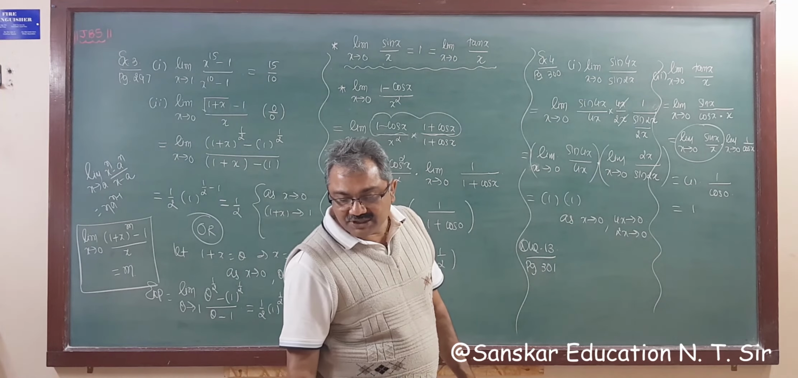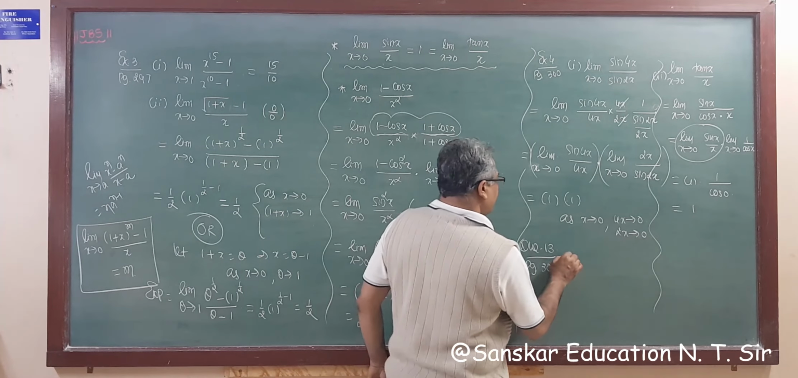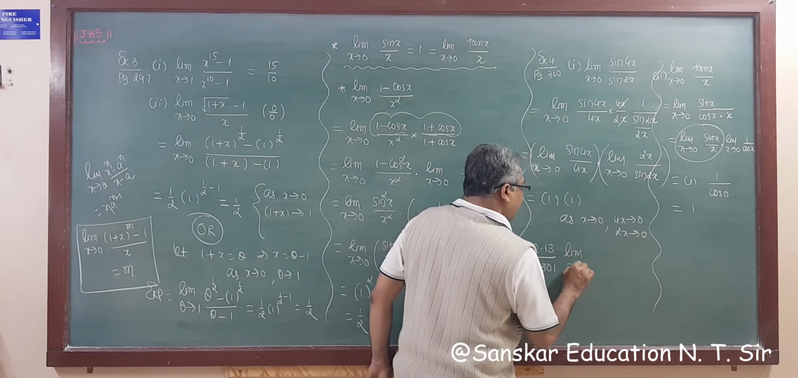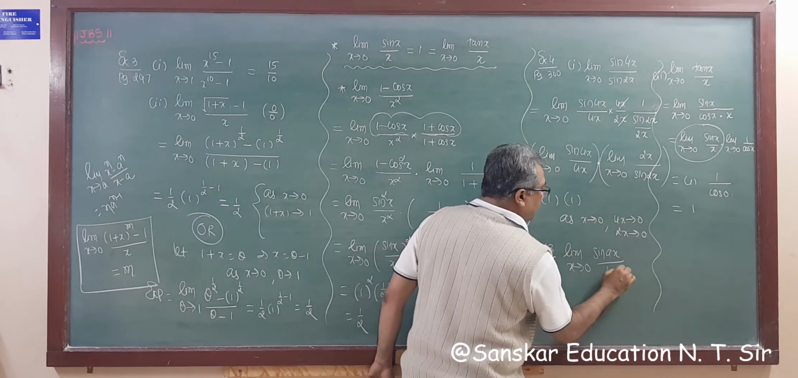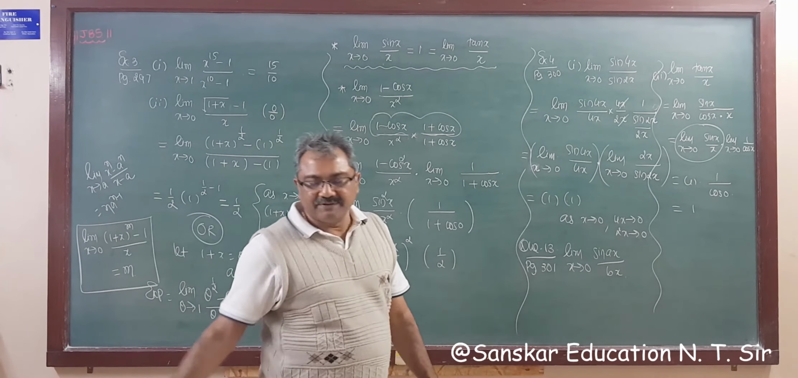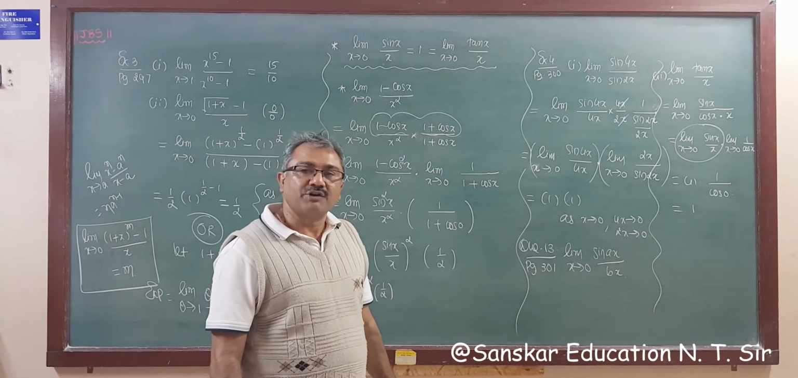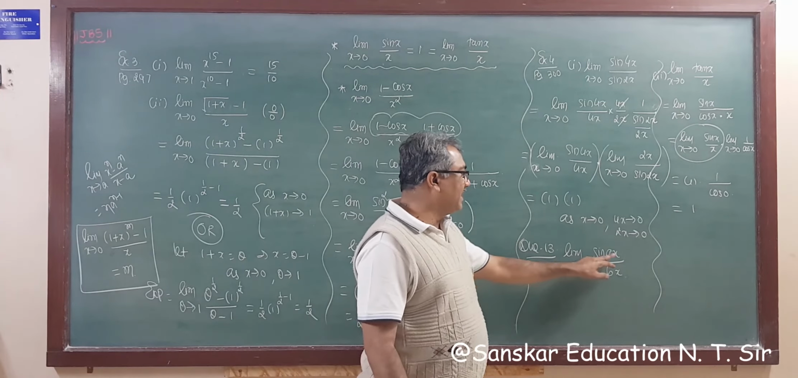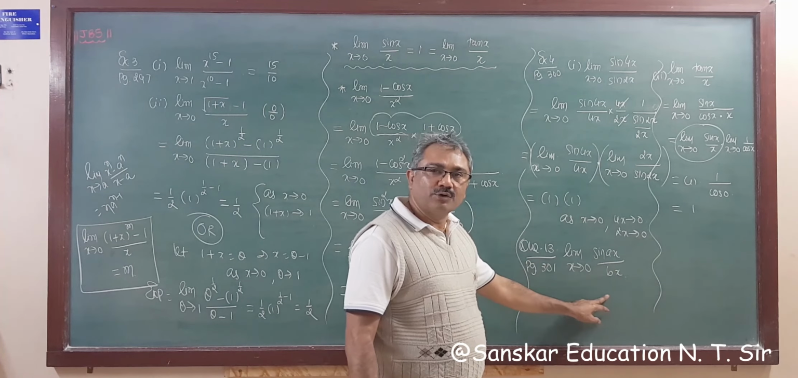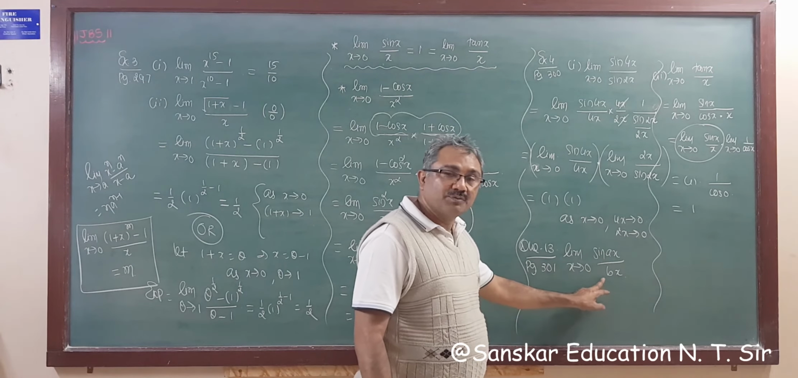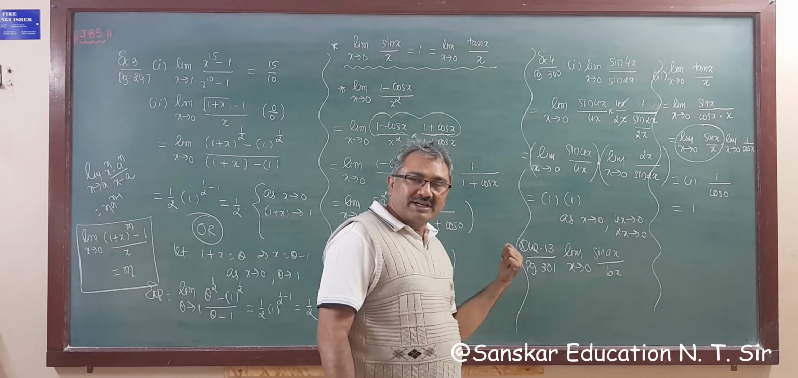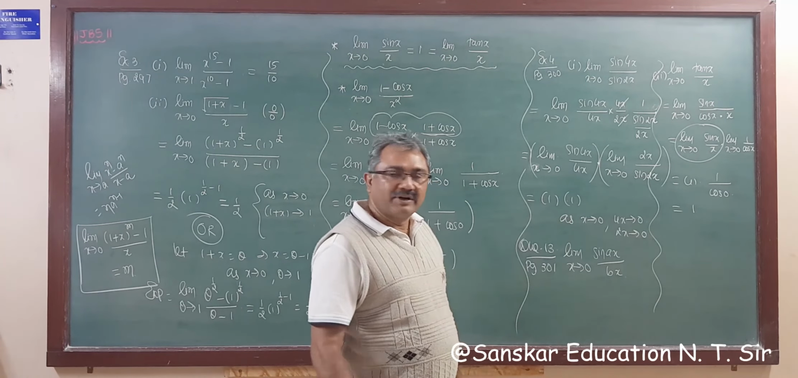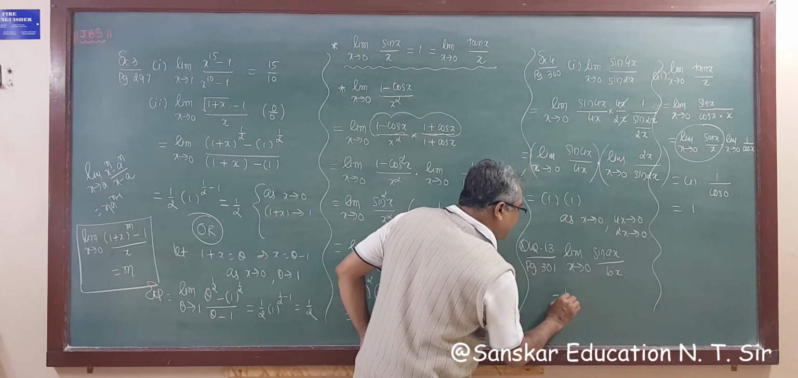Limit x tends to 0, sin ax upon bx. This is given. Right? Now what do we require? If there is a sine, we require theta, which is ax, in the denominator, but it is given bx. So b is a constant. So you can take the constant outside the limit, as we saw in the working rule. So this is 1 upon b.